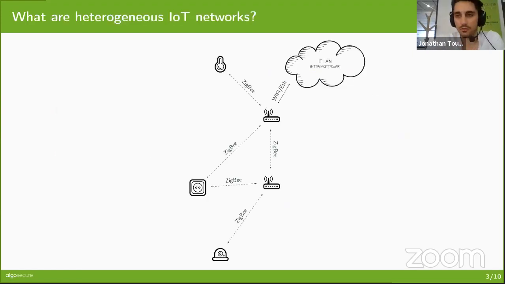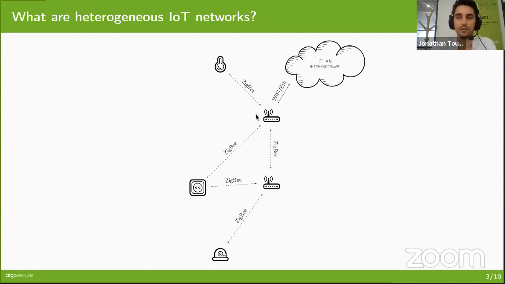So let's go back to the main subject. So what are heterogeneous IoT networks? To understand what it is, I took the example of an IoT deployment for a small company or personal usage. The first thing to do is to choose the IoT technology you want to deploy. In my case, I choose the ZigBee protocols. So I buy some devices compatible with the ZigBee protocols and deploy them in my network.